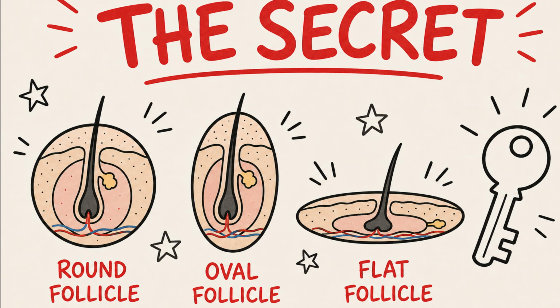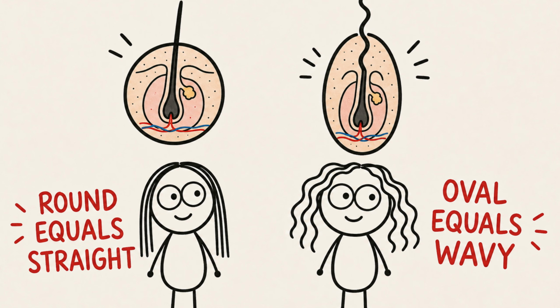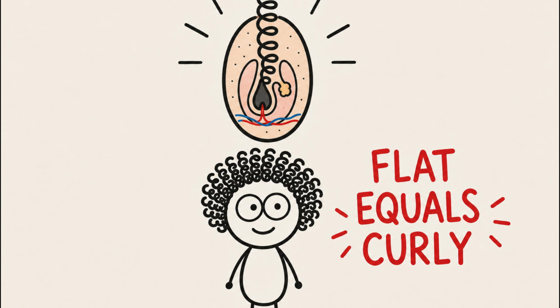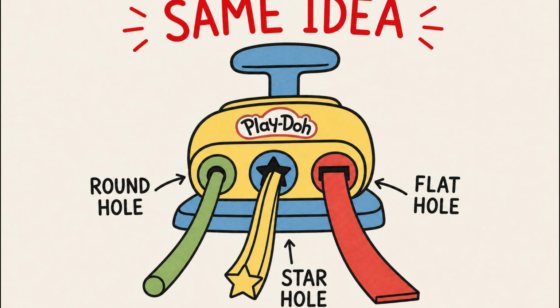And the shape of that follicle? That's the secret to everything. Round follicle? Straight hair. Oval follicle? Wavy hair. Flat, ribbon-like follicle? Super curly hair. It's like a Play-Doh machine. The shape of the hole decides the shape of what comes out.